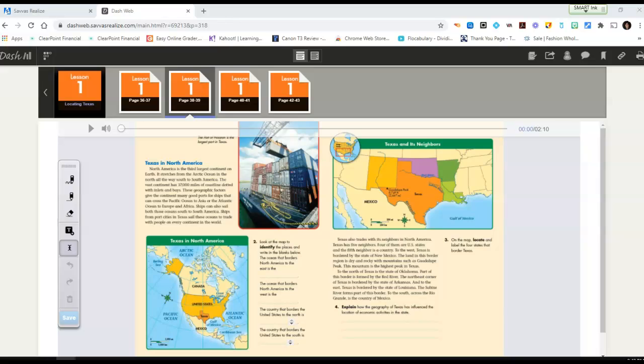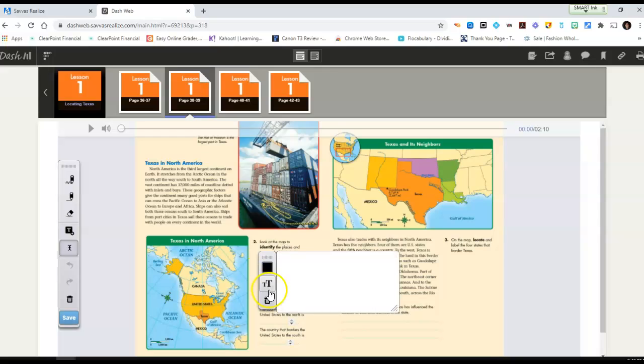Scarlett, what ocean borders North America to the east? The Atlantic Ocean. Let me see if I can add this. So see, the Atlantic Ocean.